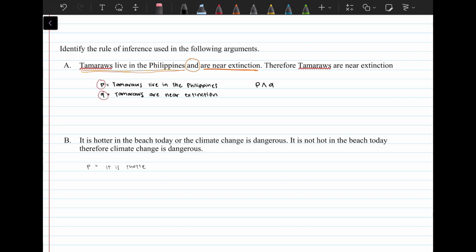To conclude, therefore, we have to put a line, and the symbol for therefore, or the conclusion symbol, three dots in a triangular form. Tamaraws are near extinction, which is our letter Q. And that is how you analyze and identify what rule of inference they fall under. And this type of argument falls under simplification.